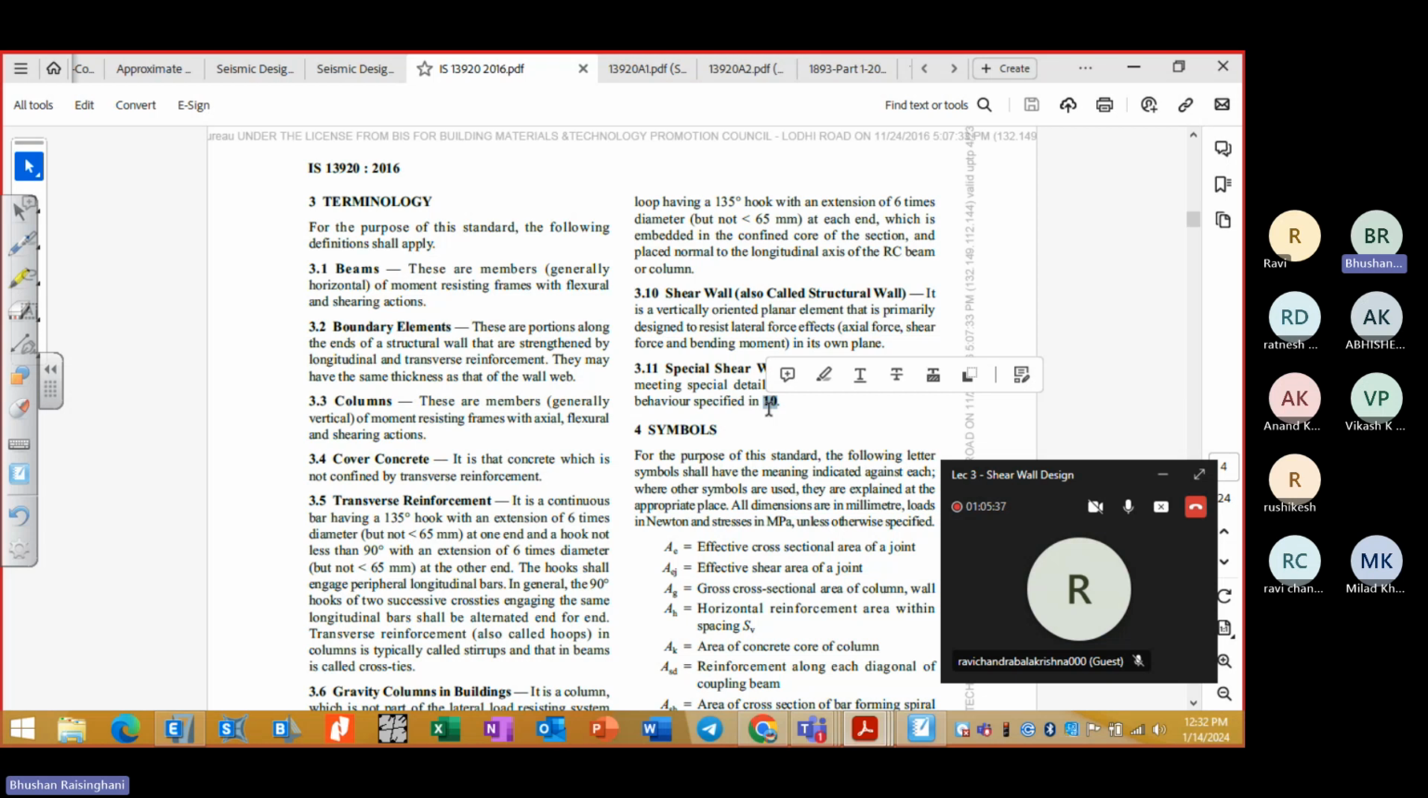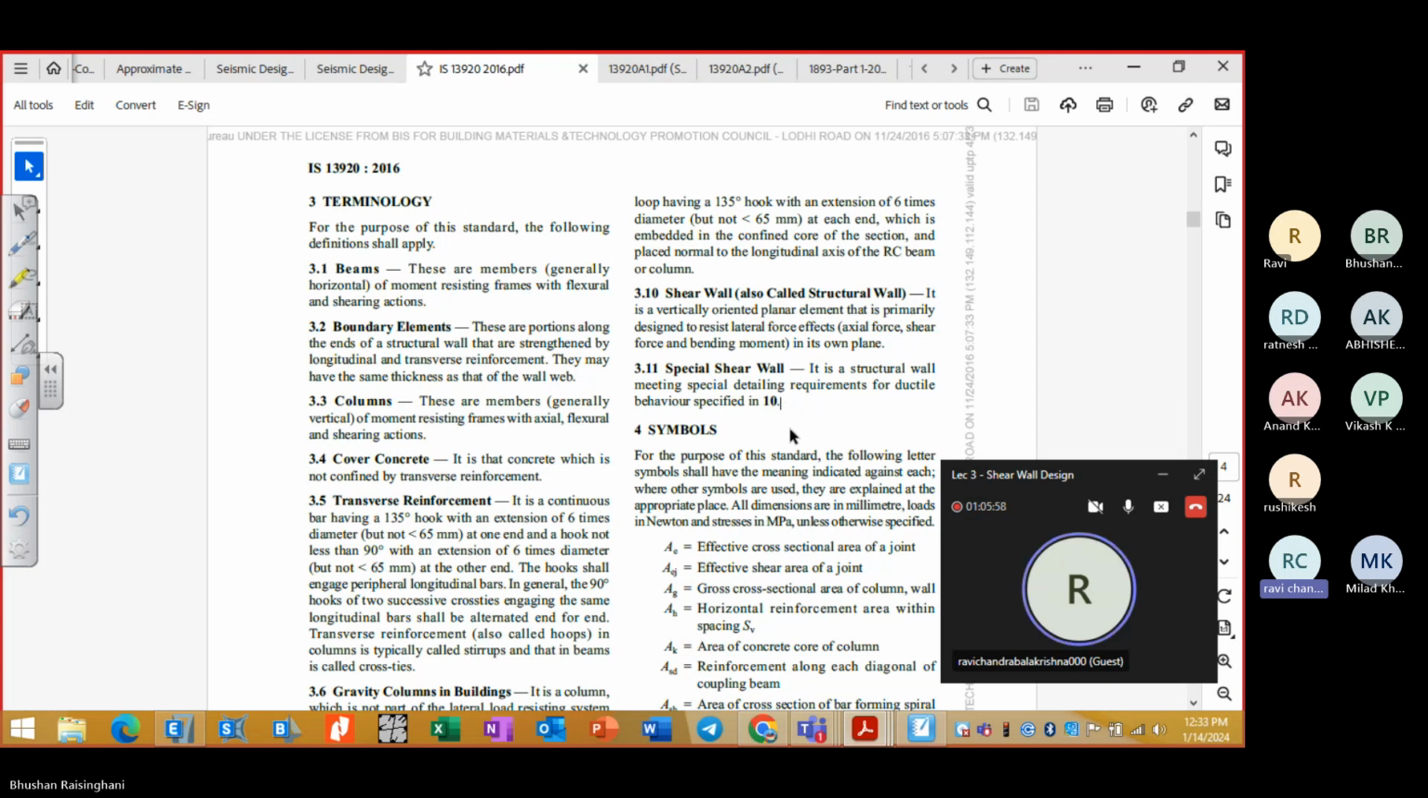So you need to first categorize what wall you are using, that is a special wall or an ordinary wall. So the design will change. The mechanism will be the same, but your design will change. In that particular case, your R value will change. As it is not ductile, your R value will become less.